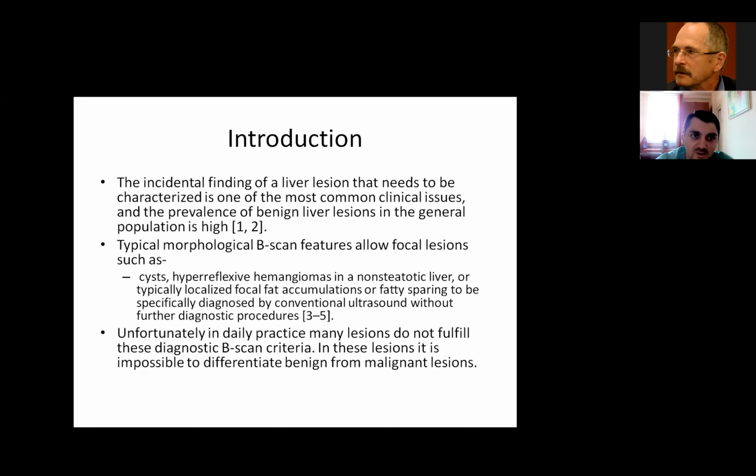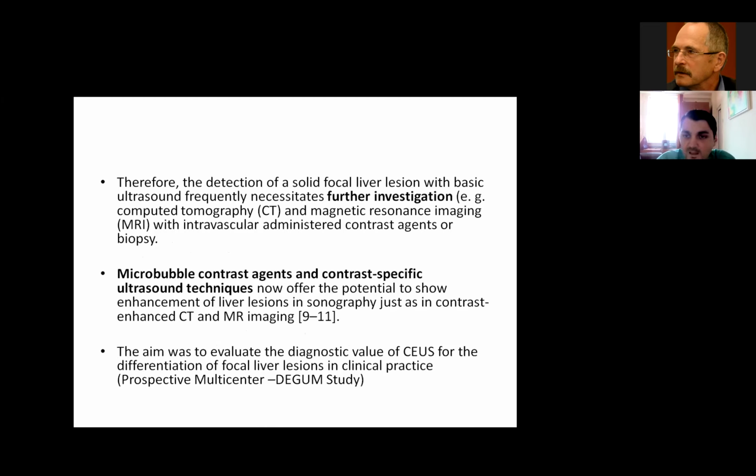So not in all the cases are we able to evaluate a lesion only by standard ultrasound, as we can do in maybe simple cysts or hemangiomas or maybe focal fatty changes. Some lesions need to be further evaluated. And unfortunately, in clinical practice, there are many lesions that do not fulfill the standard ultrasound diagnostic criteria, and these lesions need to be evaluated further. And when we say further investigation, we actually refer to computed tomography or magnetic resonance imaging, both of them with contrast medium. And we all know that they are sometimes costly, sometimes they have side effects, and sometimes they take too long.